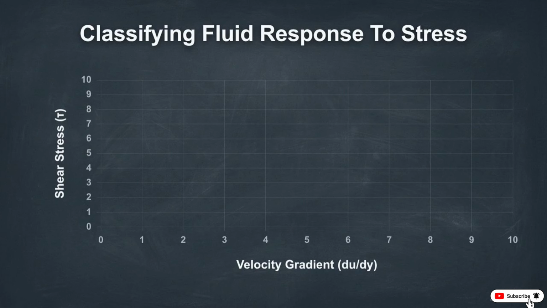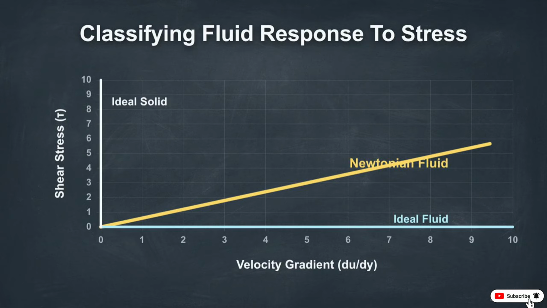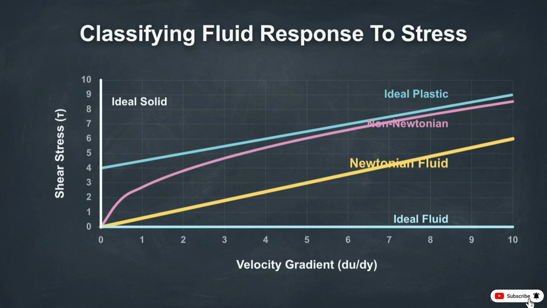We plot velocity gradient against shear stress. An ideal solid tracks the vertical axis, while an ideal fluid tracks the horizontal. Water is a Newtonian fluid, plotting a straight diagonal line. Non-Newtonian fluids curve, and ideal plastics require a force threshold before flowing.